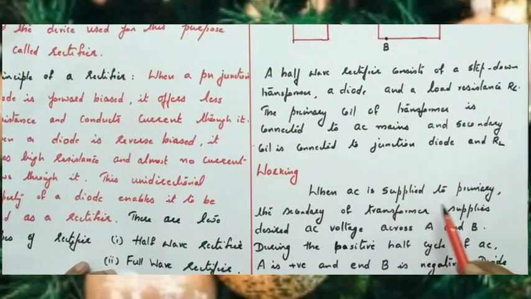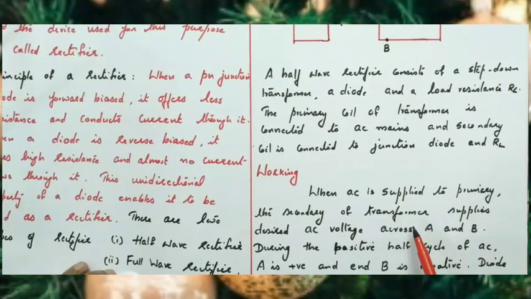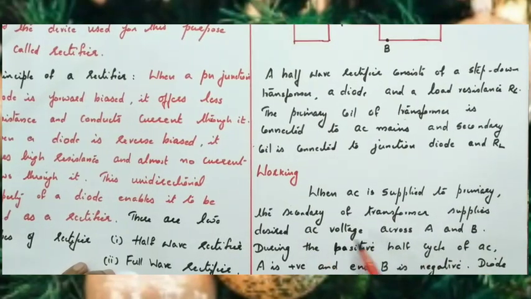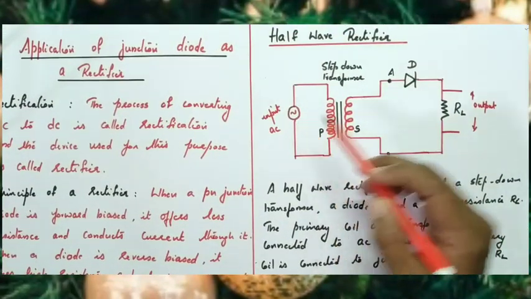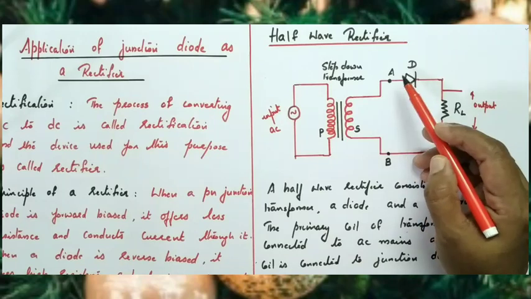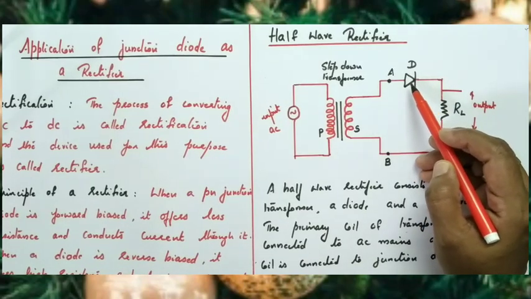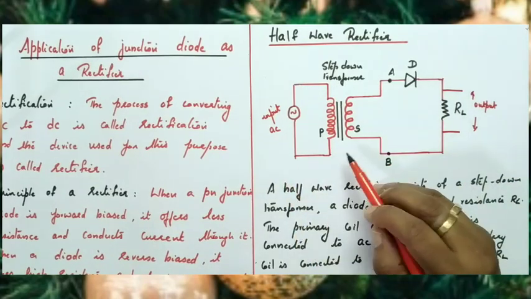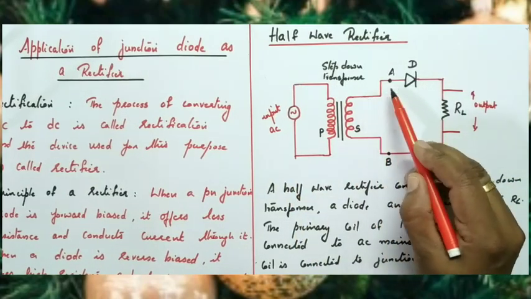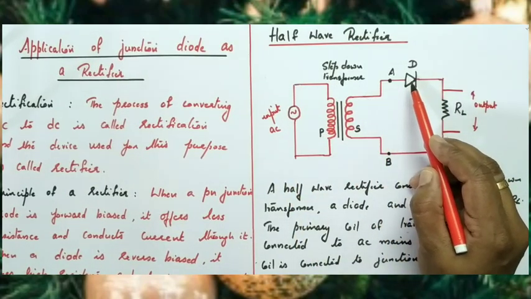When AC is supplied to the primary, the secondary of the transformer supplies the desired AC voltage across A and B. So the step down transformer reduces the high AC voltage to a low voltage so that it can be given to the diode. That low AC voltage is given to the diode.